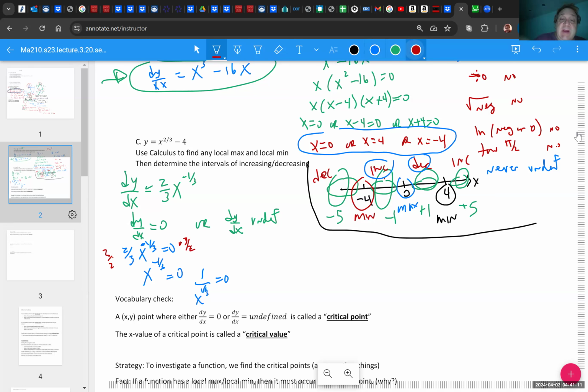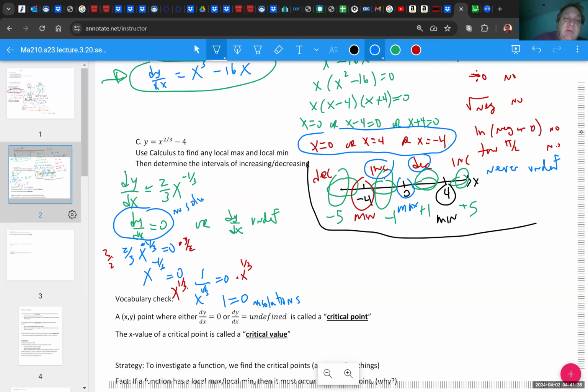I can multiply both sides by x to the 1/3 to clear the denominator. Just like I got rid of a constant, I can get rid of functions this way, or x's this way. And then x to the 1/3 divided by x to the 1/3 is 1. And 1 equaling 0 has no solutions. So when I solve this equal to 0, I got no solutions. Which is a little bit different than the last one.